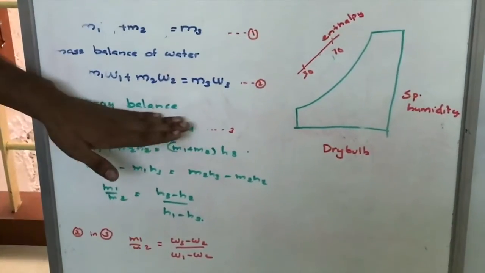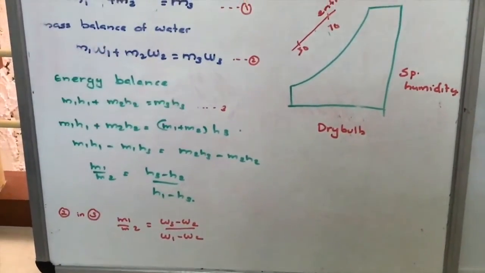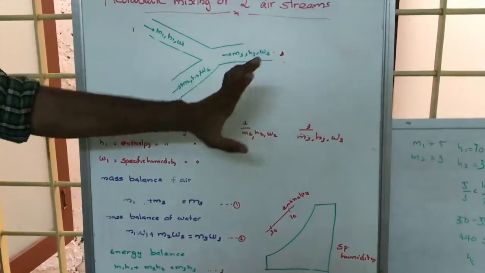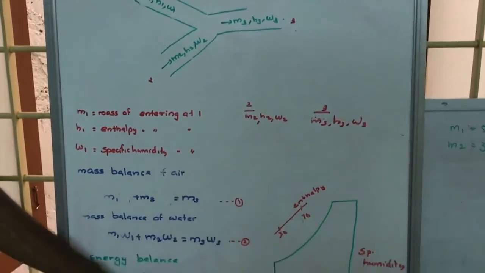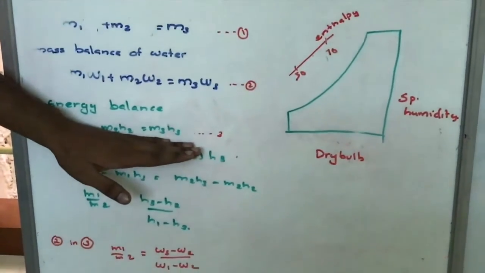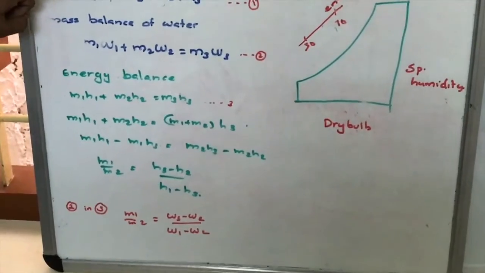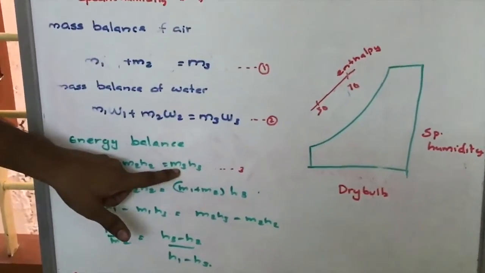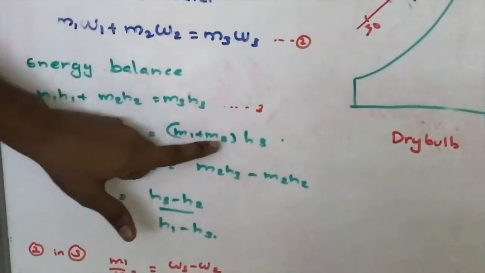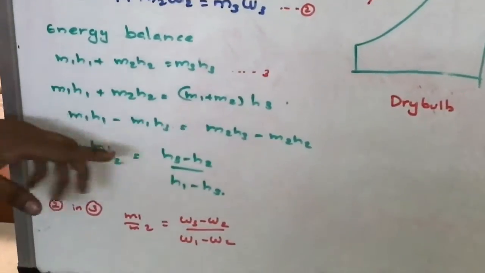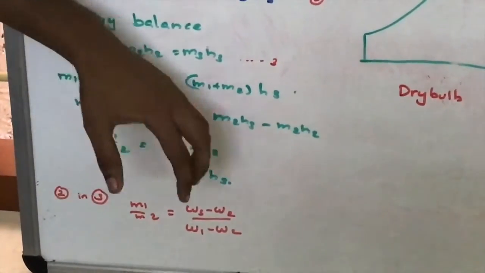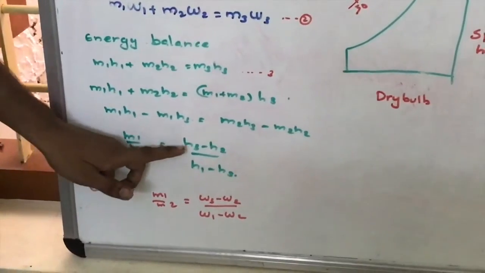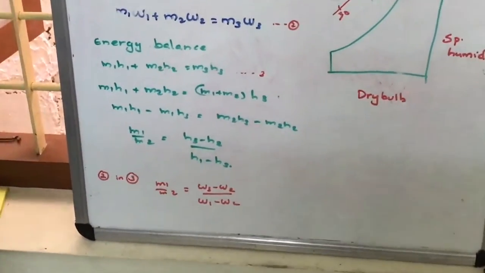Now energy balance. The energy entering is equal to the energy going out. That is M1 H1 plus M2 H2 is equal to M3 H3. Now we substitute M3 as M1 plus M2 and rearrange, taking M1 on one side and M2 on the other. Finally, M1 by M2 is equal to H3 minus H2 by H1 minus H3.